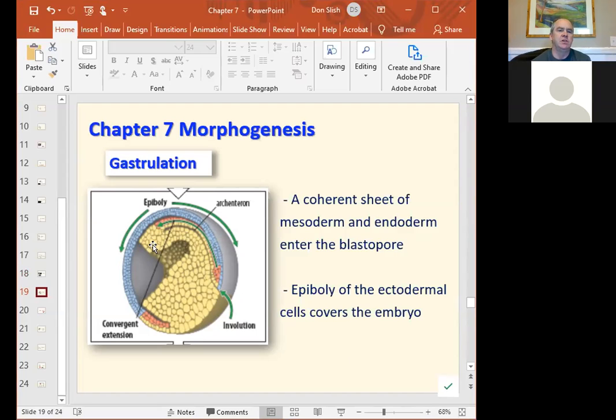That's your actual gastrulation. The other thing happening during gastrulation is epiboly, when the ectodermal cells of the animal cap spread all over the whole thing. So you end up with skin all over your body instead of just on part of your body, at least if you're a frog. So why is this happening?